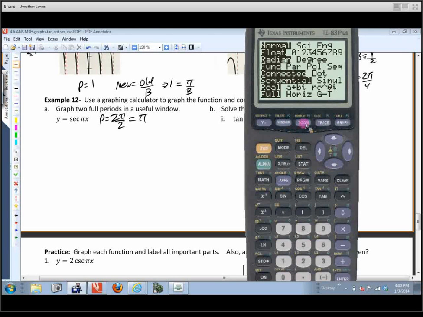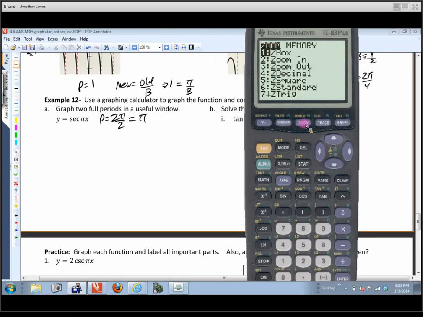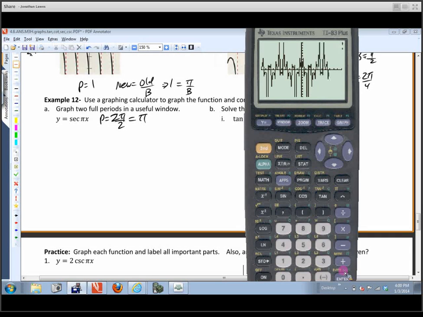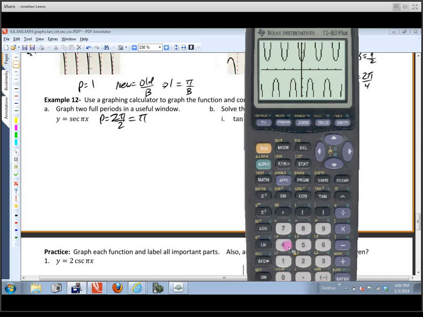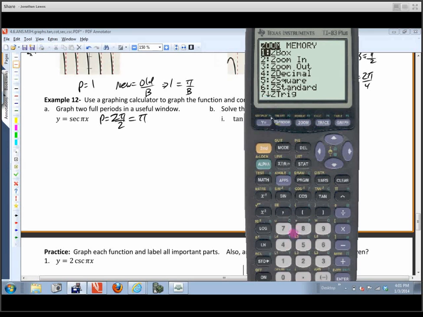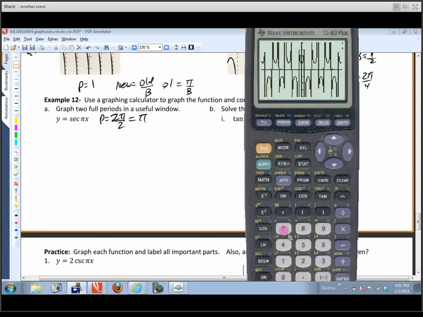Now, if I were to just do this, let's say I hit zoom, and let's say I did the standard window. So let's hit zoom 6. That looks like an absolute mess. Okay. So one of the things that we'd want to do is maybe zoom in on this just a little bit. Let's do the decimal window. So I'm going to hit zoom 4. And my gosh, that actually looks pretty good. Okay. There is a button on here that says zoom trig. So if I hit zoom 7, I guess you'd think the trig window would make this look better. It doesn't. And let me show you why they call this the trig window.